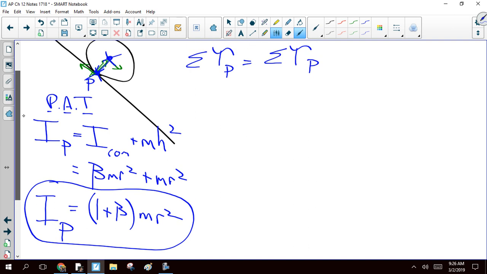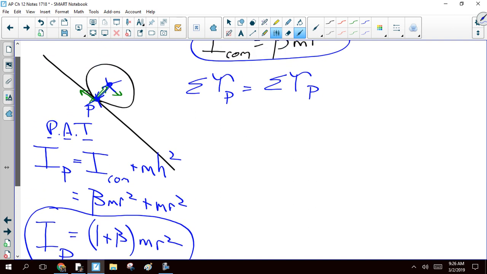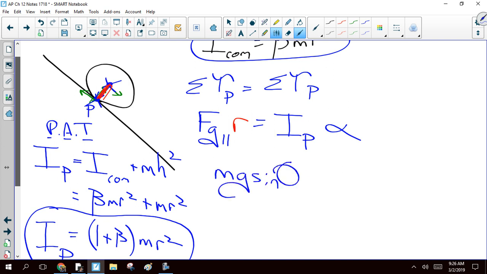Okay? So now we're going to go over here. So let's see, net torque about the pivot point. Well, the only thing that's providing torque is FG parallel. It is a distance of r away from my pivot point, and that's got to equal I about our pivot point times alpha. Okay? So here we go. FG parallel, that's just mg sine theta times r equals I about our pivot point, which is 1 plus beta mr squared, and alpha, that's just a over r.